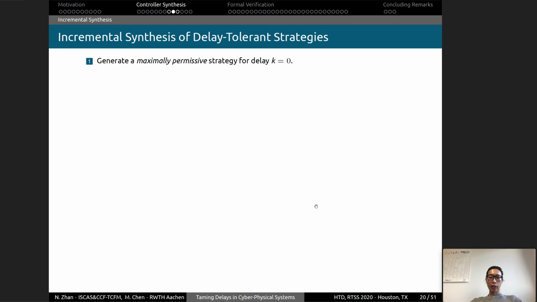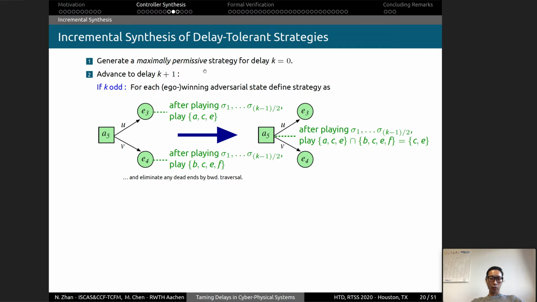Now a little bit closer look at the algorithm. We first generate a maximally permissive strategy for delay k equals 0. By maximally permissive, I mean player 1 can take whatever actions he wants, as long as these are safe actions. So a strategy for player 1 will, at every state, be a set of actions instead of a single action. The algorithm lifts from delay k to k plus 1 in two cases.